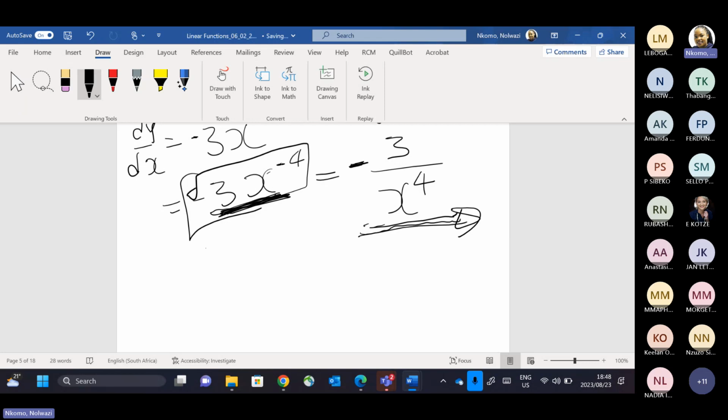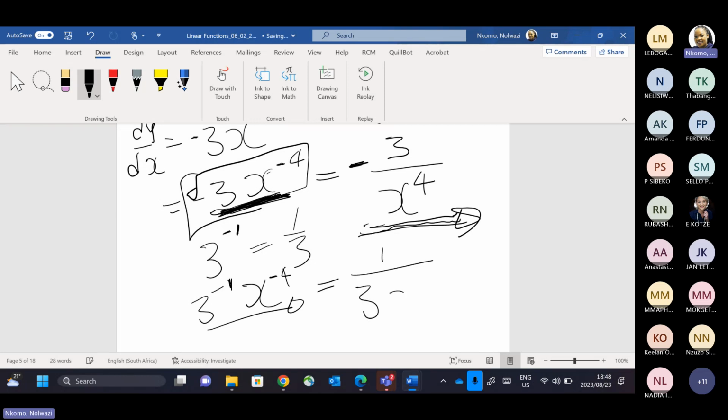If our 3 was 3 to the power minus 1, then okay, let's say we have 3 to the power minus 1. You know this is the same thing as 1 over 3, right? So if this answer was 3 minus 1, x to the power minus 4, then you're supposed to leave this answer as 1 over 3 x to the power 4. If this was the case.